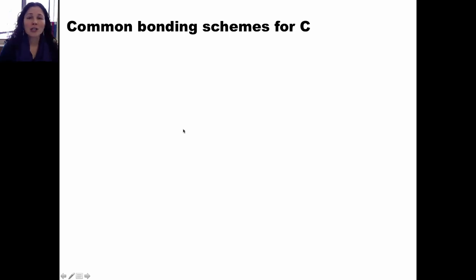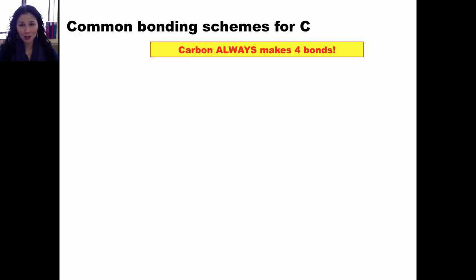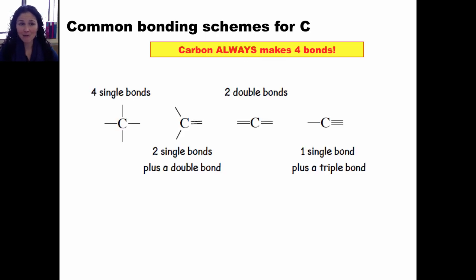So before we go on to draw more Lewis structures, I would like to talk about the common bonding schemes for carbon. Carbon always makes 4 bonds, like we just said. So you can look at the periodic table and you can see that a carbon atom would have 4 electrons and it needs 4 more. And because it needs those 4 more electrons, it will always make 4 bonds. But there are several different ways that it can make 4 bonds, and these are the 4 ways that you can do it. So these are the 4 common bonding schemes for carbon.